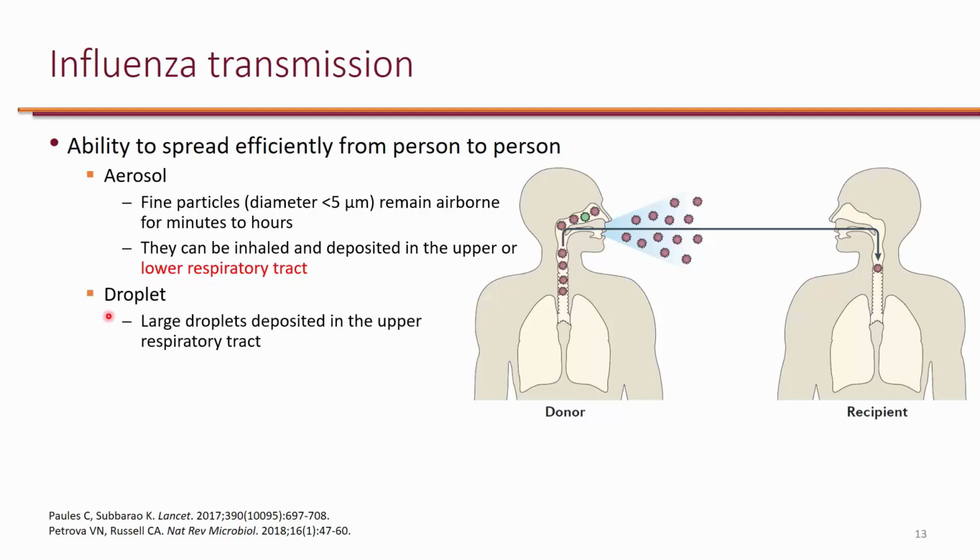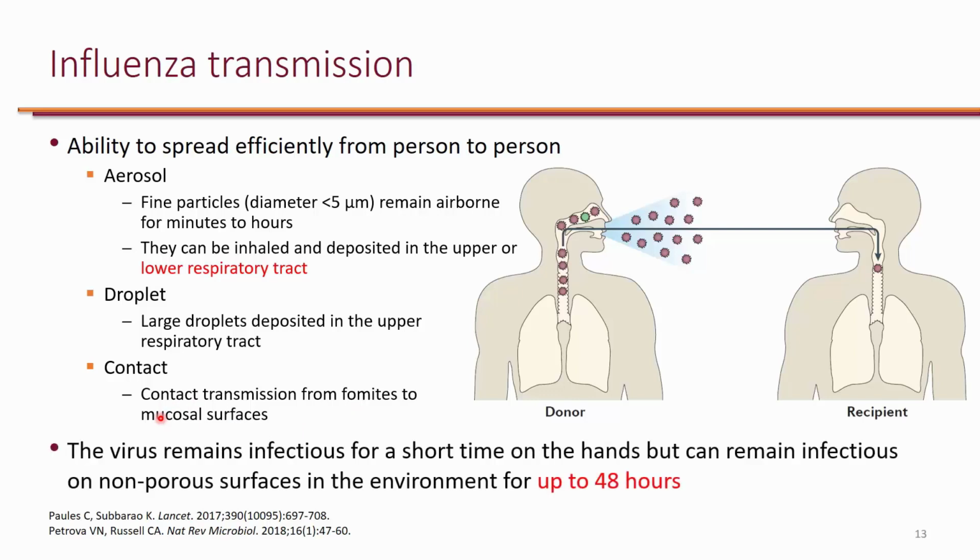They can also be in the form of droplets. So because droplets are large particles, they typically don't go too deep into the lungs. So if someone gets influenza by droplet, they end up having upper respiratory tract infection. And of course, by contact transmission from fomite. So fomite is an inanimate object that's been contaminated by the virus, and once there's contact with the mucosal surface, that's how patients get infected. And typically, because the virus can actually last up to 48 hours on these surfaces.